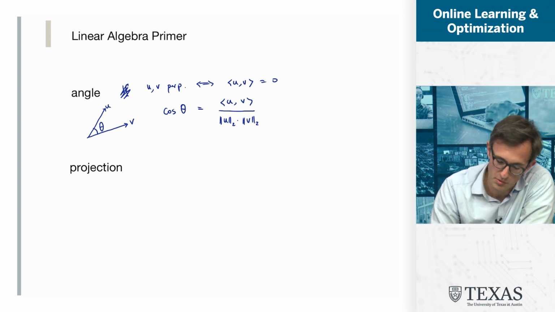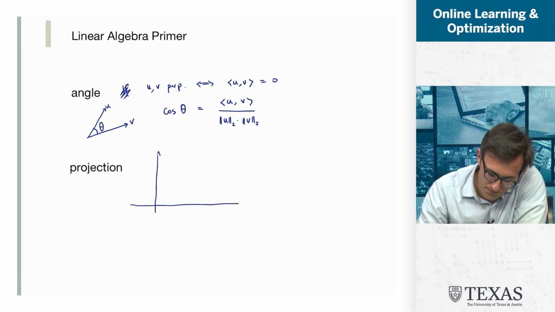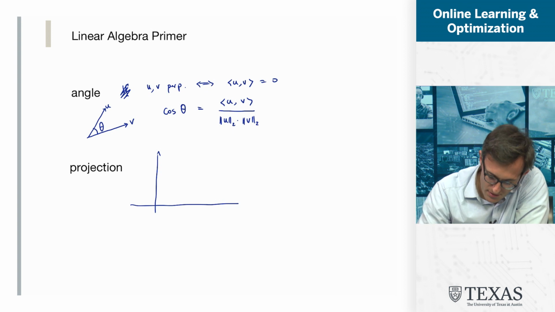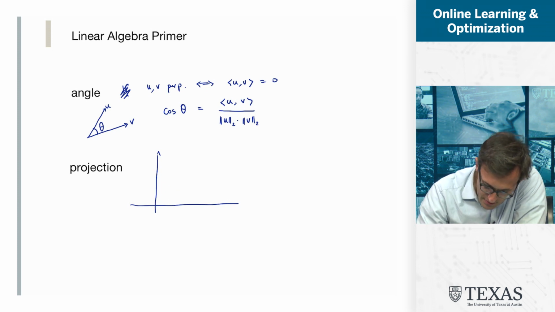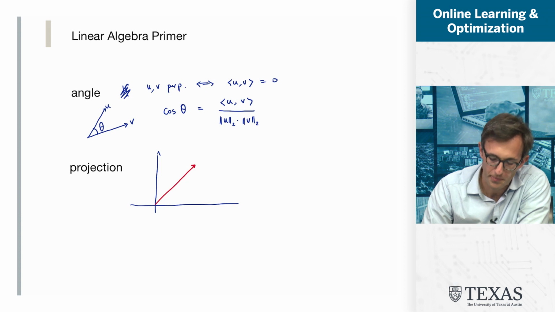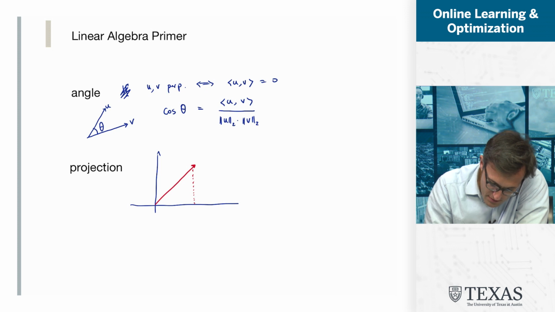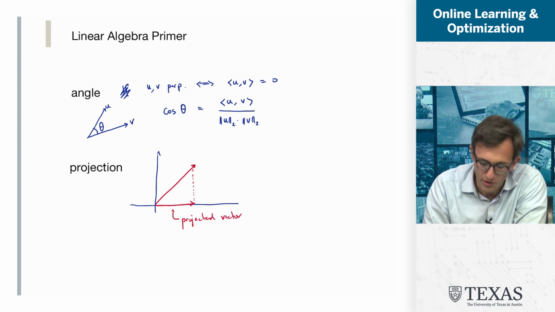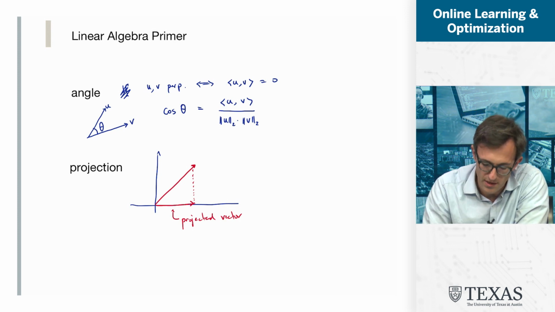What other operations can we do with two vectors? A very important one is projection. If I have this vector, sorry, I should start it from the origin. Let's try that again. If I have this vector, we're used to thinking about the projection onto the coordinate axis. And this is the projected vector. What is the expression for projecting one vector onto another vector? They don't have to be the coordinate axis.